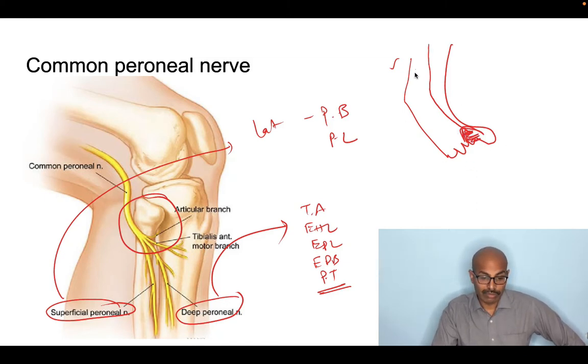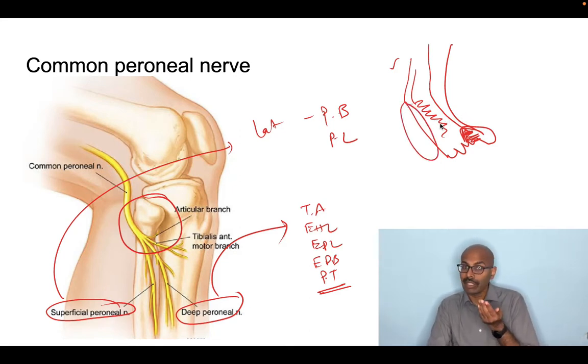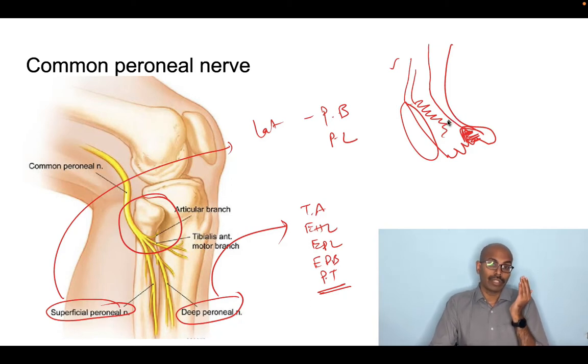Most of the dorsum of the foot is supplied by the superficial peroneal nerve. The lateral border of the foot is supplied by the sural nerve, and the plantar aspect of the foot is supplied by the tibial nerve. And all the posterior compartment muscles are supplied by the tibial nerve.